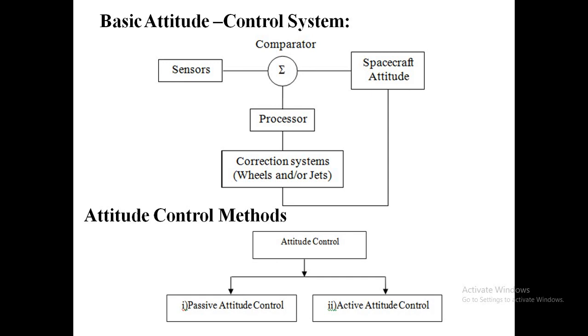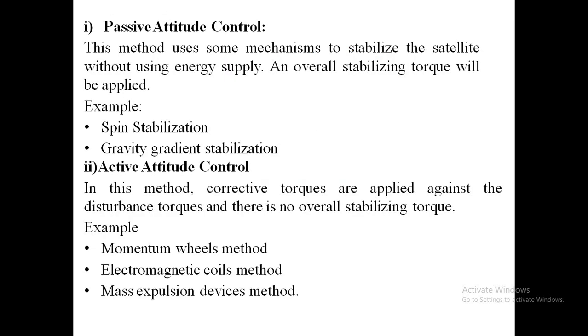Attitude control methods. The 2 main attitude control methods are the passive attitude control method as well as the active attitude control method. Passive attitude control method uses some mechanisms to stabilize the satellite without using energy supply, and an overall stabilizing torque will be applied. Examples: spin stabilization as well as gravity gradient stabilization. Active attitude control method. In this method, corrective torques are applied against the disturbance torques and there is no overall stabilizing torque. Examples include momentum wheels method, electromagnetic coils method, mass expulsion devices method.